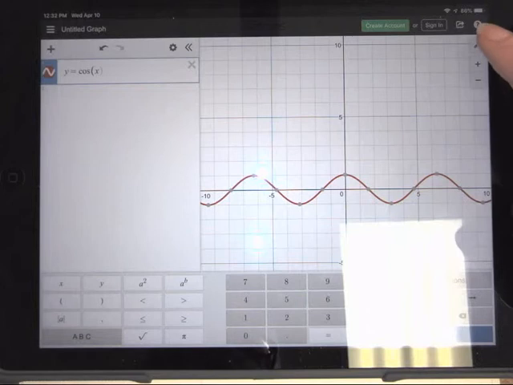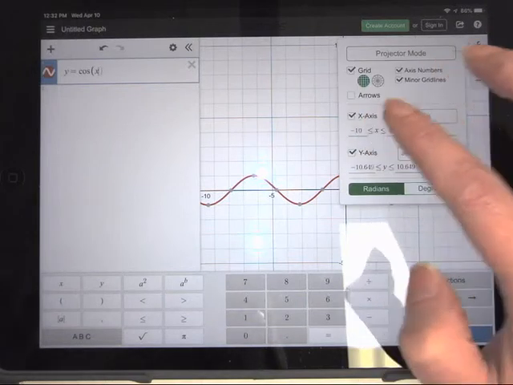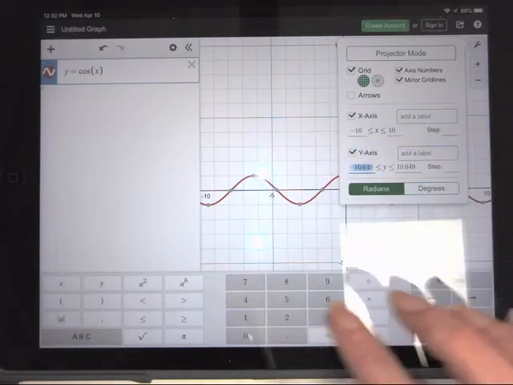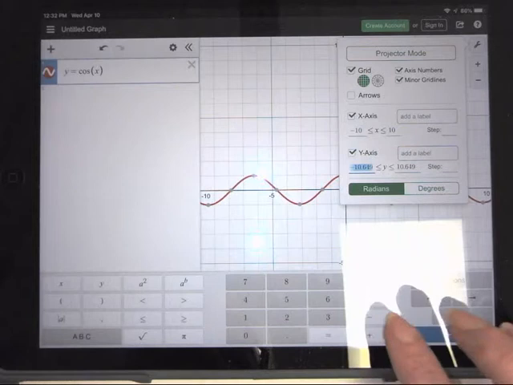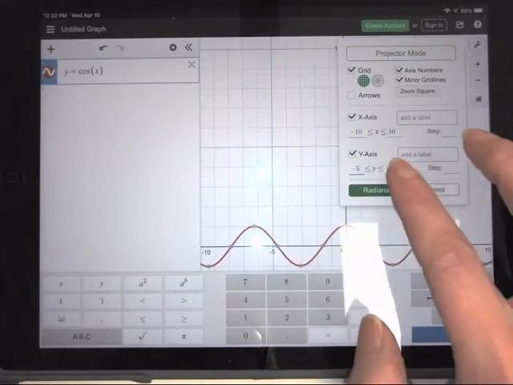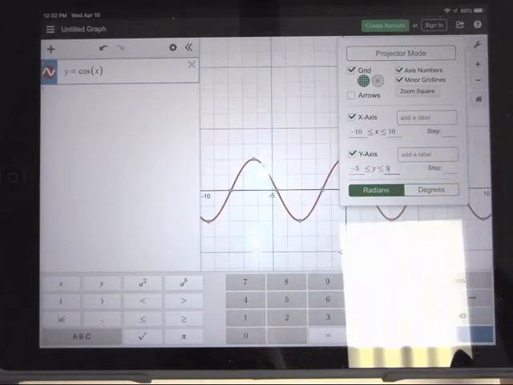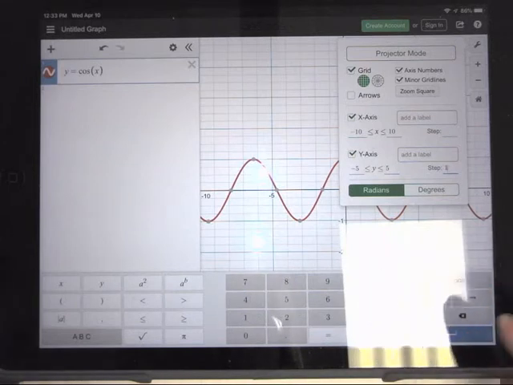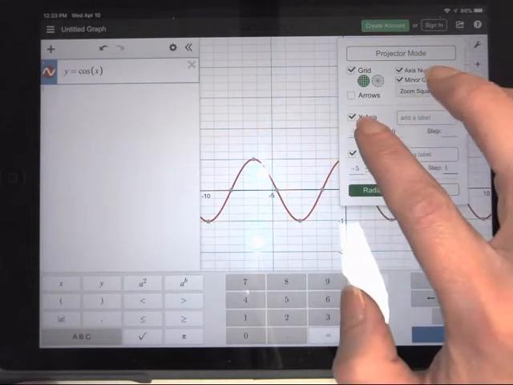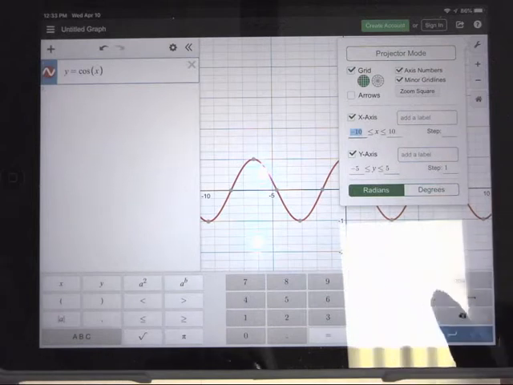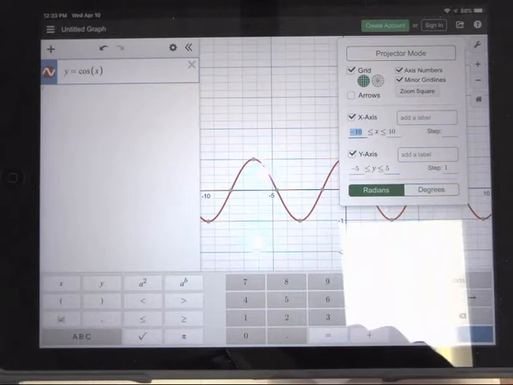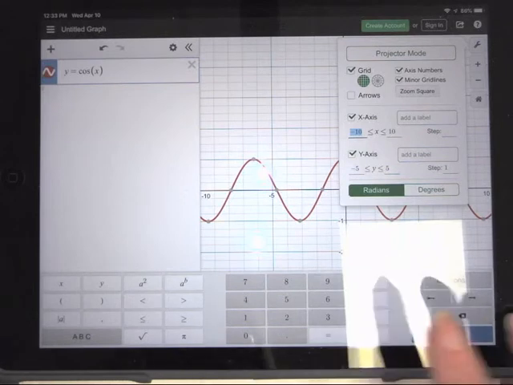Go to the little wrench up here in the corner. Okay, so on my y-axis, I want this to be a little bit bigger, so instead of being negative 10 to 10, maybe I'll make it negative 5 to 5, okay? So I just made it a little bit smaller, and my step, I'll make that 1. All right, so my x-axis, I want this to go from, how about negative 2 pi to positive 2 pi. So here's what you're going to do.